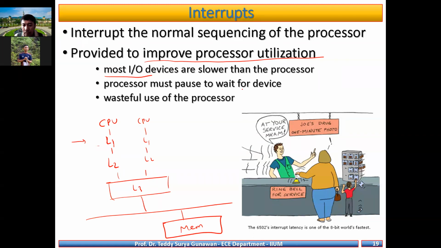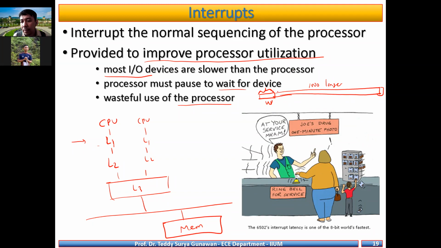Okay, and then the processor must pause to wait for the device. If you don't have interrupt, the processor must pause to wait for the device, and this is poor use of the processor. You can visualize it like this. I have executed Word, for example. I'm doing something, and at one point I want to print. The printing takes a long time. You need to visualize this as 1000 times longer than this one. So you can see this is very inefficient. The CPU usage is very inefficient if you don't have interrupt.